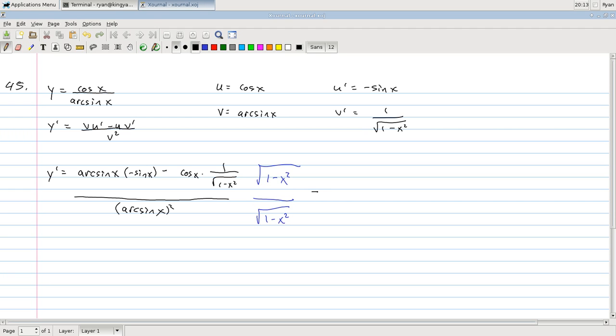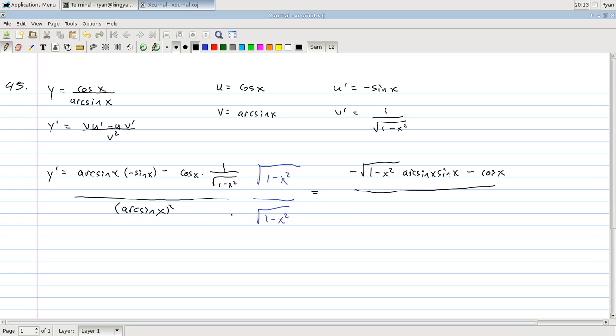So in the numerator, when we multiply this through, this square root of 1 minus x squared will distribute to the first term, leaving us negative square root of 1 minus x squared times arcsine x times sine x. When we distribute to the second term, the square root of 1 minus x squared in the denominator will cancel with the square root of 1 minus x squared in the numerator, leaving us with negative cosine x.